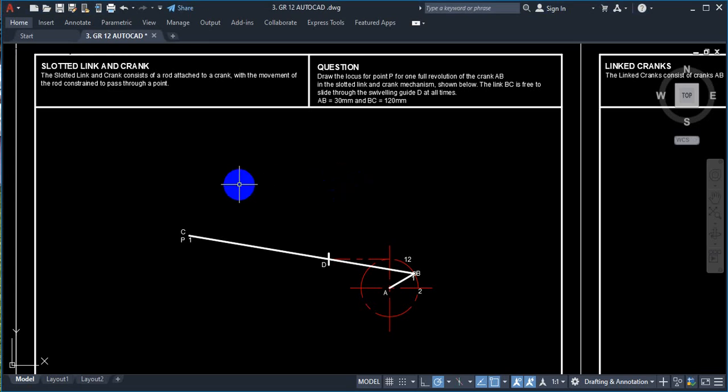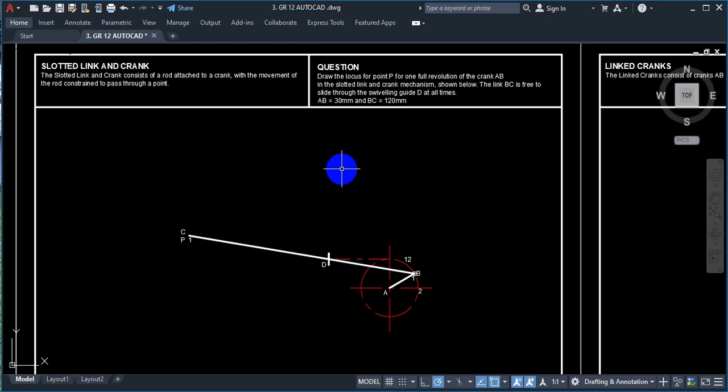Mechanism for a slotted link and cranks. The slotted link and crank consist of a rod attached to a crank, with the movement of the rod constrained to pass through a point. In this instance, we're talking about point D. Everything that happens here must go through the point.